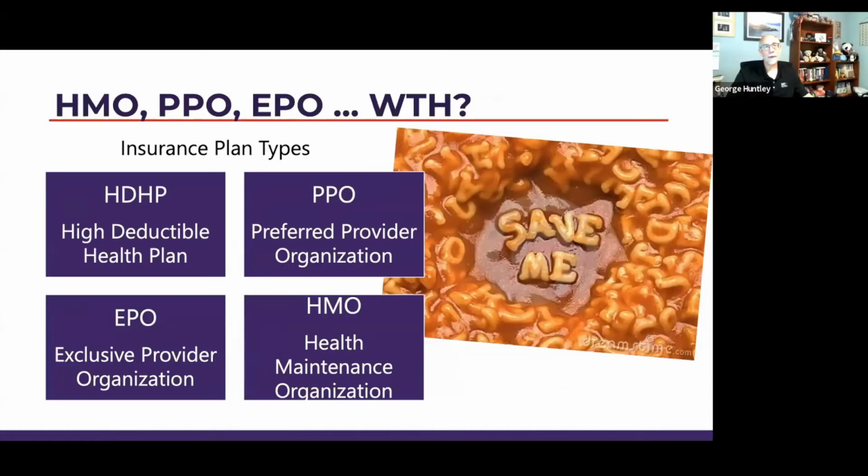Okay, so this is alphabet soup. We've got high deductible health plans. We've got preferred provider organizations. We've got exclusive provider organizations. We have health maintenance organizations. This is not where you get your personal oil change done. But these are the names of plan types. And we're going to talk briefly about what all that means.